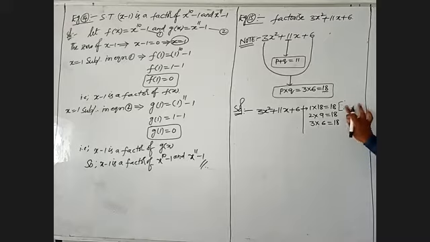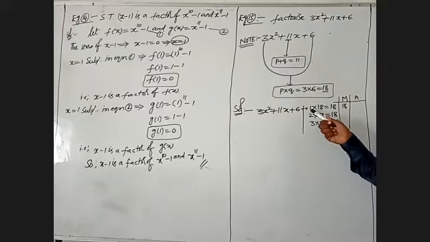Okay, first I will write their multiplication. After that I will take their addition. We'll observe, 1 into 18 is equal to 18. After that we'll take 1 plus 18 is equal to 19.